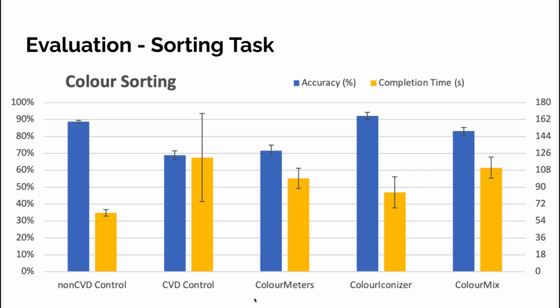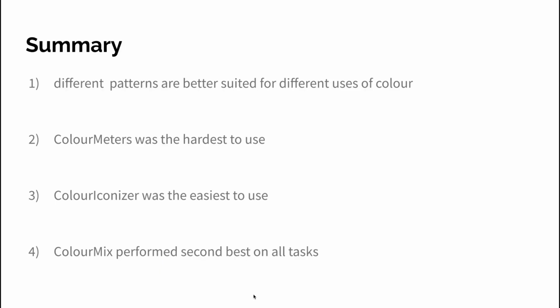Now importantly, ColourMeters really struggled on this task, especially in comparison to the CVD control. It can be seen that it barely assisted participants over not using the patterns at all. The main advantage it provided was speed, allowing participants to name colors a little bit faster than without patterns. Contrary to ColourMeters, ColourMix again performed well on this task, and this was again likely due to the patterns being more distinct and recognizable. To summarize, different pattern designs are better suited for different uses of color.